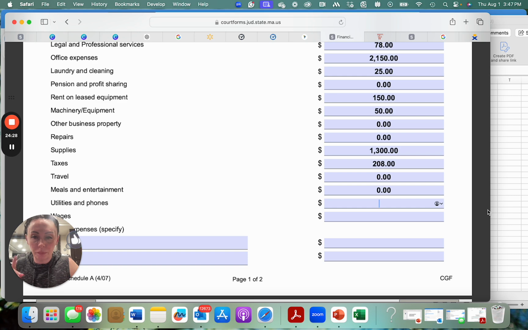Utilities and phones. This financial statement dates back to 2007. The trial court has not updated this since 2007.